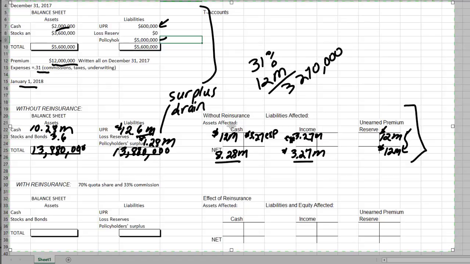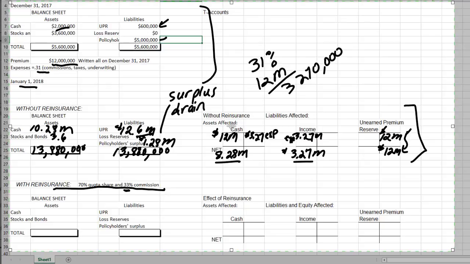So what this is showing is the impact of purchasing a 70% quota share, which is the most common and the simplest form of pro rata reinsurance. 70% quota share is simply saying that we're going to transfer 70% of the liability, losses, and premium and loss adjustment expenses to the reinsurer. And we're getting a 33% commission on the premium that is transferred to the reinsurer.